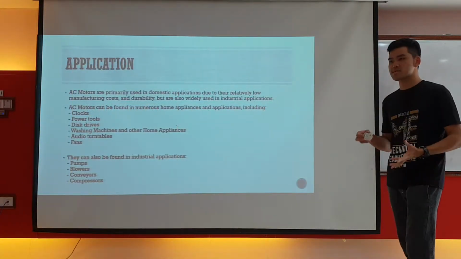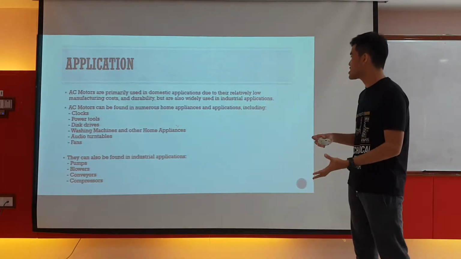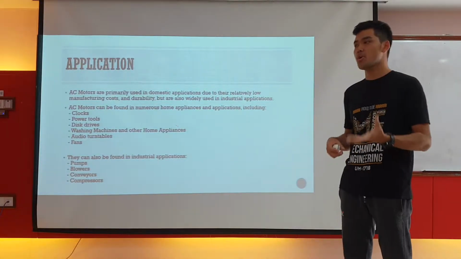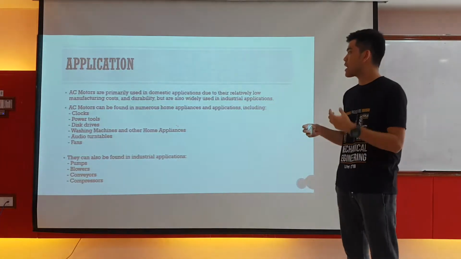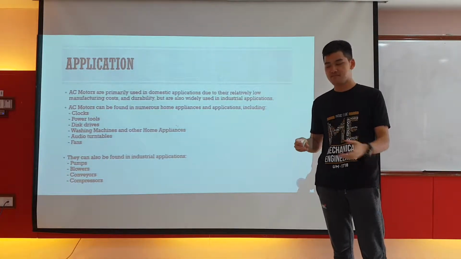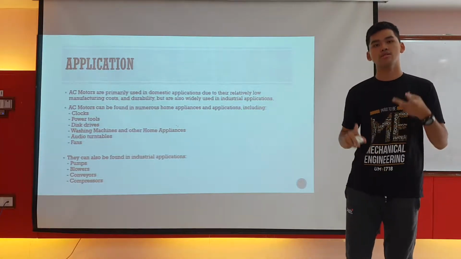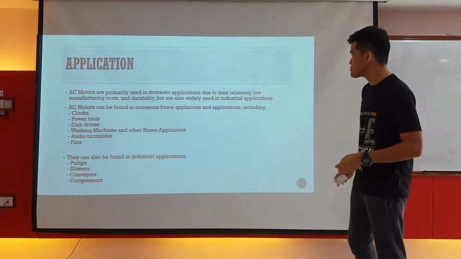AC motors are widely used in a lot of applications, from domestic applications to even industrial applications. In your house, we will see AC motors being found in places like clocks, power tools, disk drives, washing machines, and even fans. For industrial applications, they can be found in pumps, blowers, compressors, and conveyors.